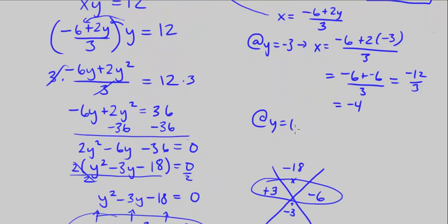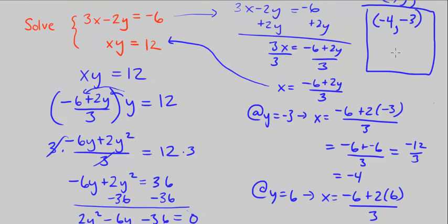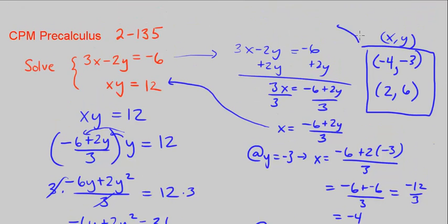At y is equal to 6, x is equal to negative 6 plus 2 times 6 over 3. That's negative 6 plus 12 over 3. That's 6 over 3, or 2. So that gives us the coordinate pair: x is 2, y is 6, so 2 comma 6. These are our two solutions for this system of equations. So that ends CPM Precalculus Chapter 2, number 135.